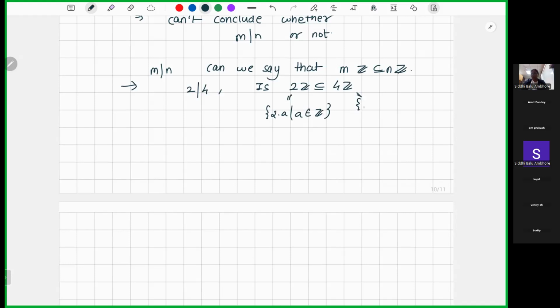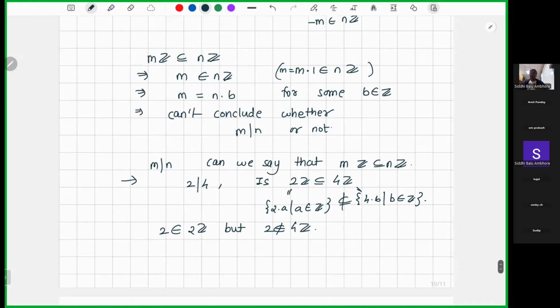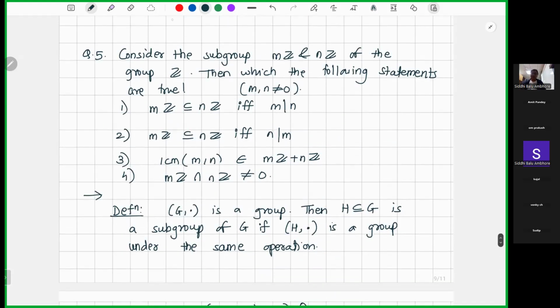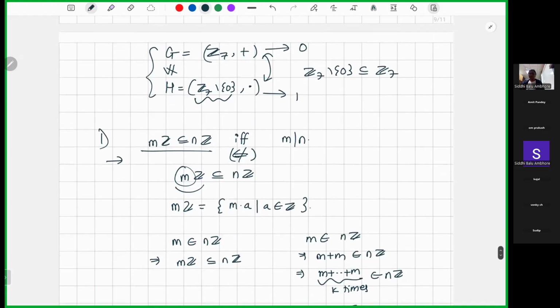Here the elements are of the form 4 times B such that B belongs to Z. This is definitely not contained here, right? Because 2 belongs to 2Z, but 2 definitely does not belong to 4Z. So this condition is not satisfied. So MZ contained in NZ if and only if M divides N is actually false. Any doubts here?